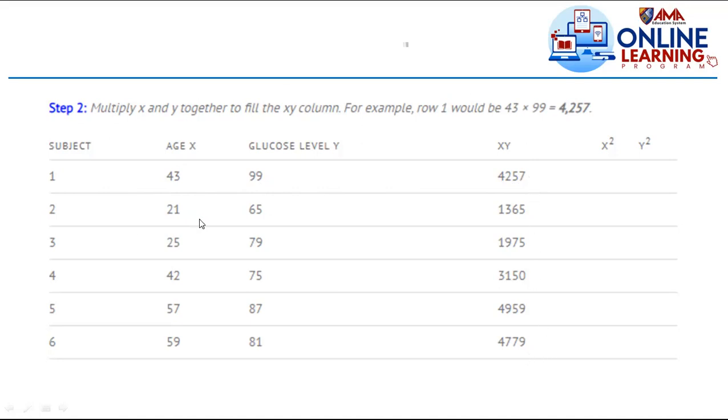Okay? 21 by 65, 1365, 25 by 75, 1975. So, yun po siya. You're going to multiply your column 2, multiply by column 3. Ito yan. The next thing we are going to do, kukunin natin yung X squared sa Y squared. Kung ano yung value nito, A squared natin, value nito, Y squared.